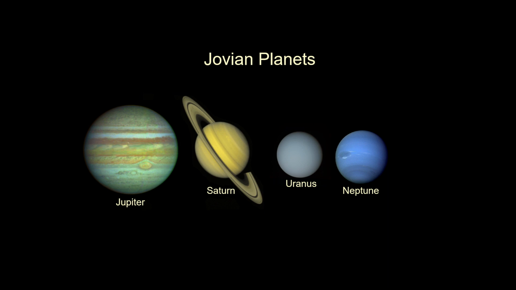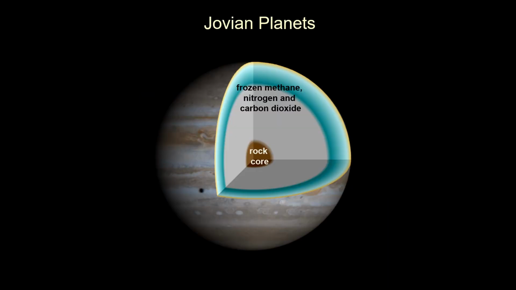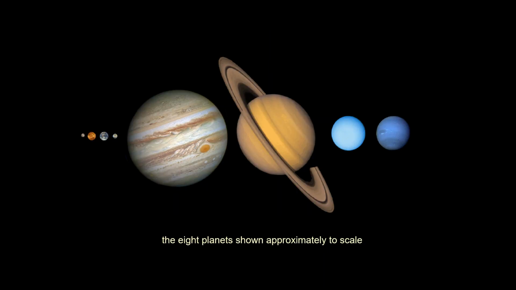The Jovian planets are largely made up of frozen gases, and they tend to spin at a faster rate. We'll get to that a little bit later, probably in another video. If you take a look at a cutaway of the Jovian planets, here we have Jupiter, which is largely made up of frozen methane, nitrogen, and frozen carbon dioxide with a solid rock core. That's kind of strange to think that they're not made up of those same types of hard materials that make up the Earth. Here's a view of the 8 planets.